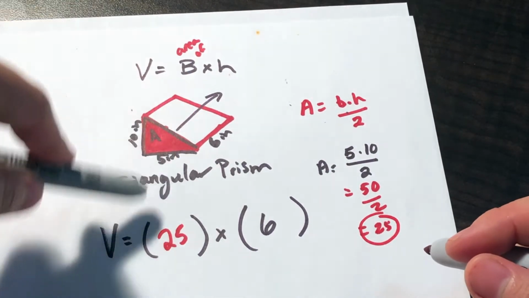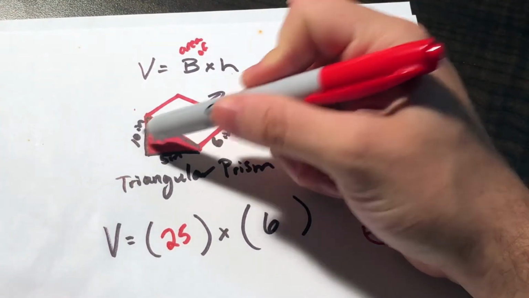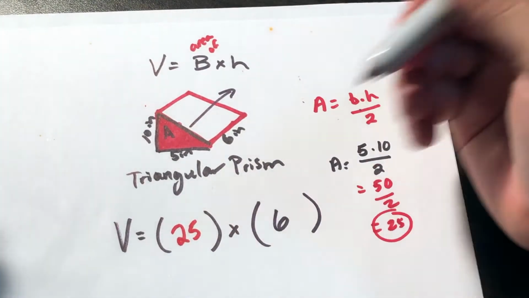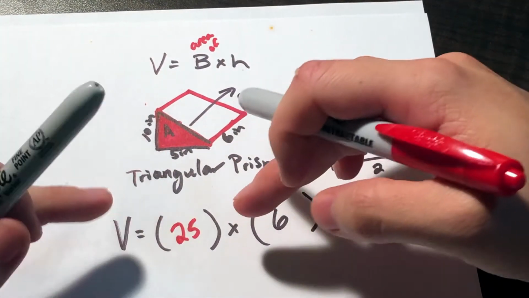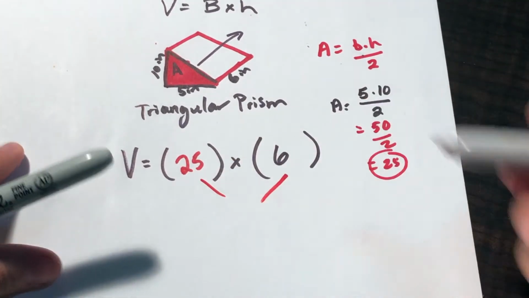Boom. That is the area of our triangle, right? 25 inches squared, because it's the base times height divided by 2. There we go. So now what's left? We just plug it in, we just multiply 25 times 6, okay? And we're gonna get our answer.